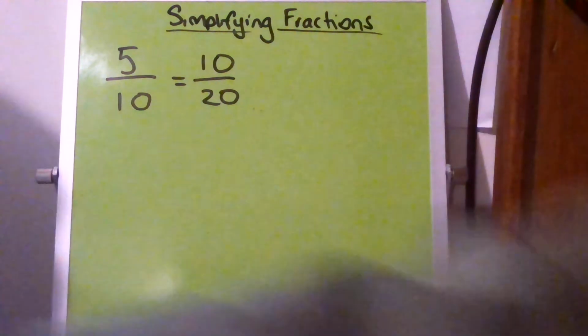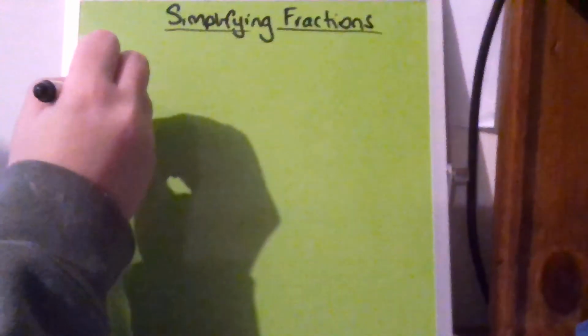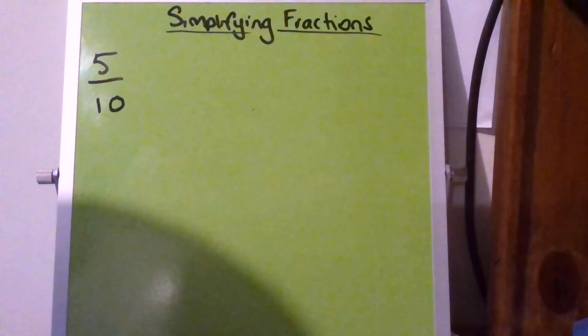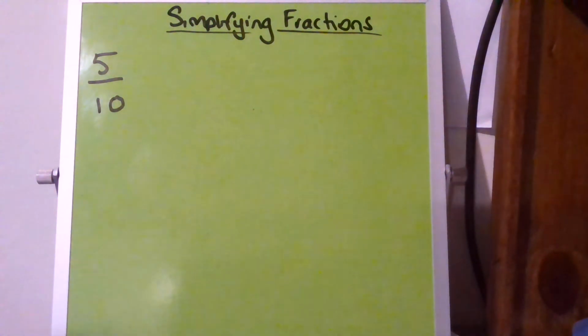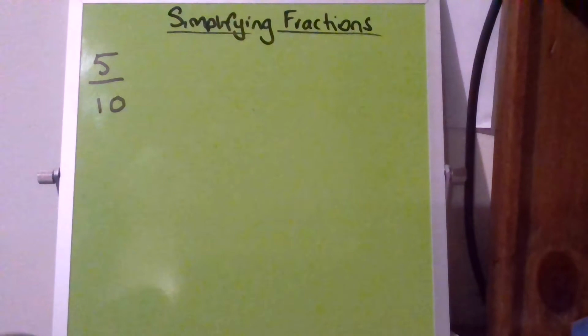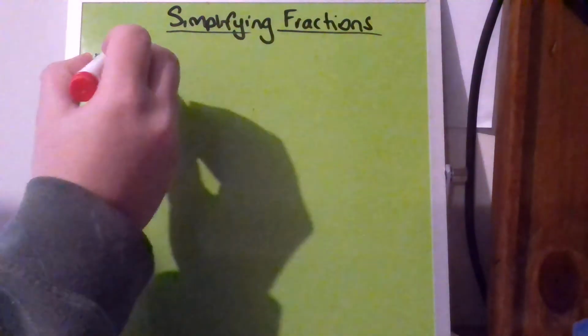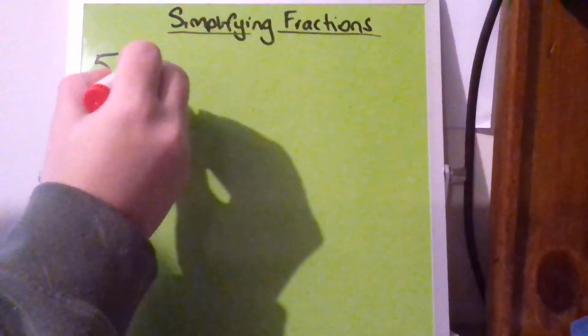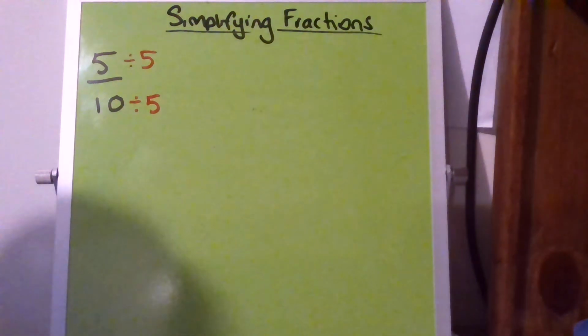So what we want to do is, starting with 5 out of 10, find the highest common factor, and divide by that factor. The highest common factor is the highest factor that is common to both 5 and 10, a number that goes into both 5 and 10. So a number that goes into both 5 and 10 could be 5. So I'm going to divide both my numbers, my numerator and my denominator, by 5.